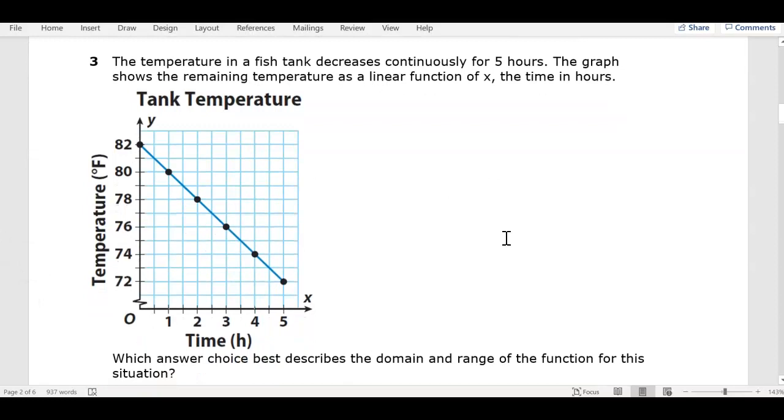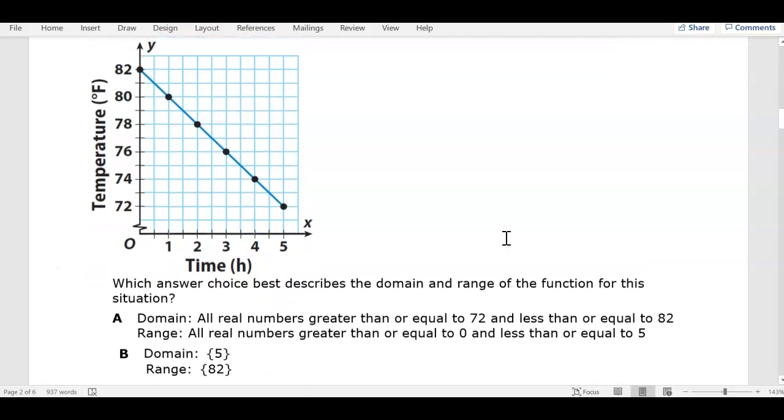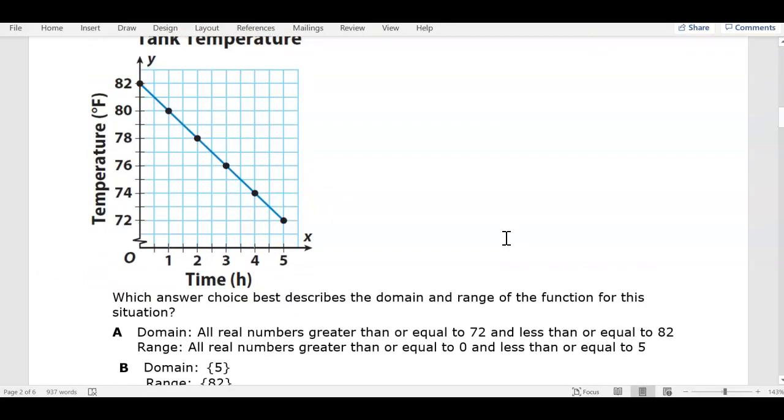Okay, the temperature in a fish tank decreases continuously for 5 hours. The graph shows the remaining temperature as a linear function of x, time in hours, okay? So which answer choice best describes the domain and range? Remember, it's continuous from here to here. Okay, now is the domain all real numbers greater than or equal to 72 and 82? Okay, now remember, domain is from left to right. So from left to right, it's not from 72 to 82, that's from 0 to 5.